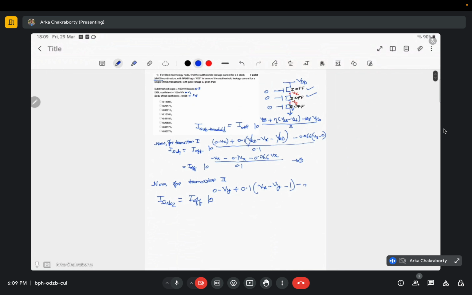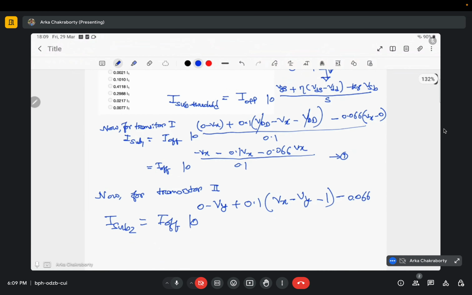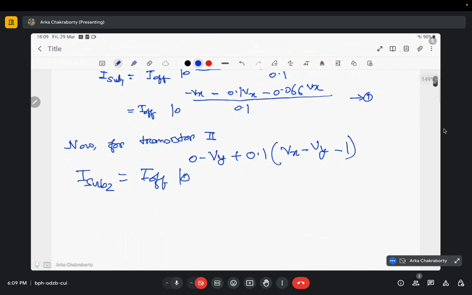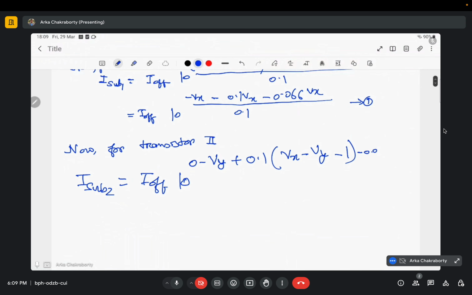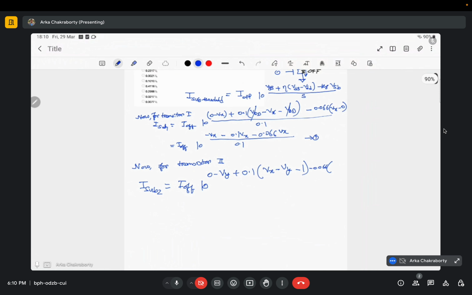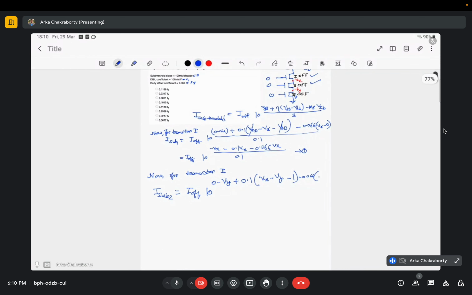Minus 1 minus K gamma is 0.066 into VSB. So Vs is Vy and Vb is body, 0. Okay, so it will become I0 into 10 to the power minus V divided by S. S is 0.1, the subthreshold slope.